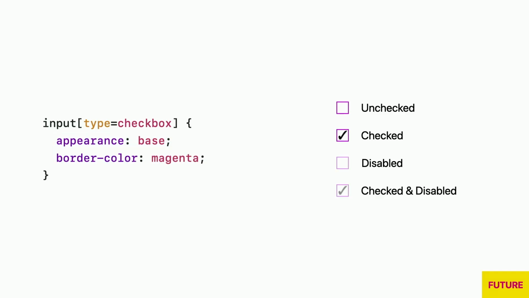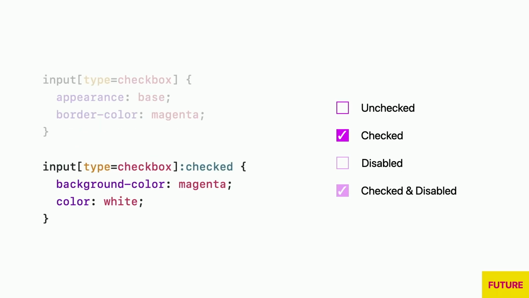And I can change the border color to magenta or hot pink, whatever you want. And then the disabled state actually already works because appearance base sets opacity by default. That's something we might change, but that's how it currently is. But we can customize the checked state. Here I've applied the magenta background, and I've applied the white text color.